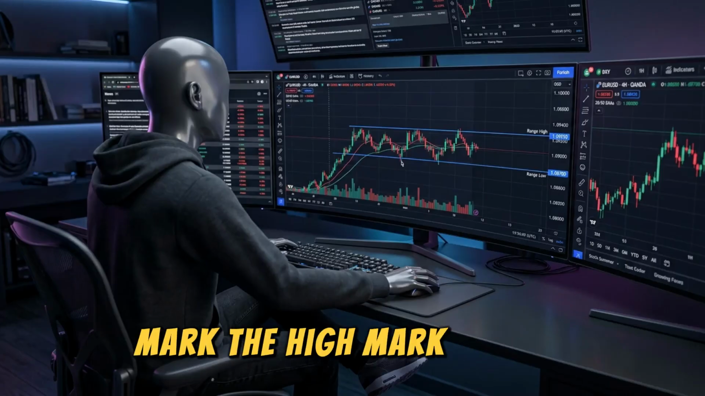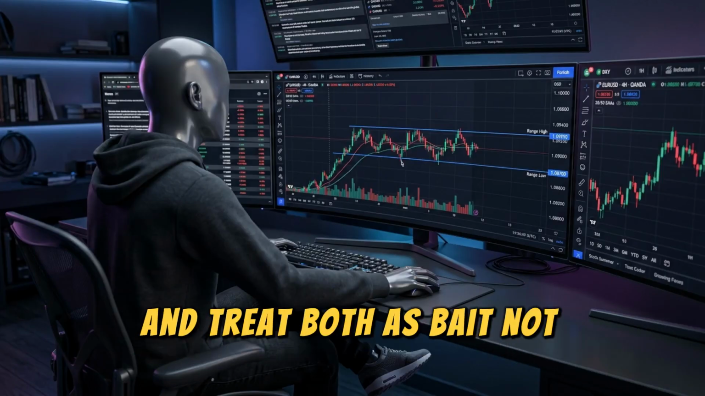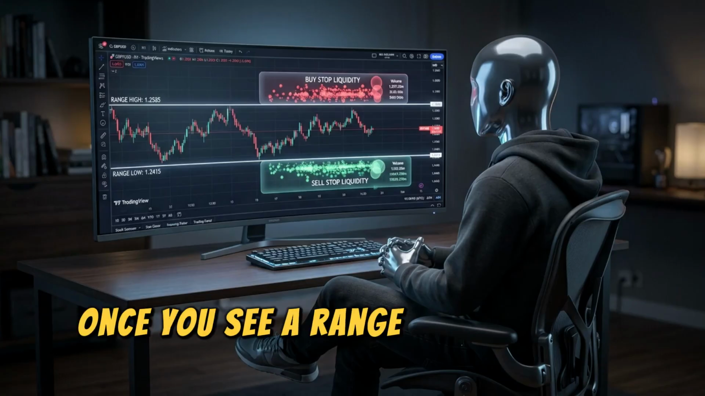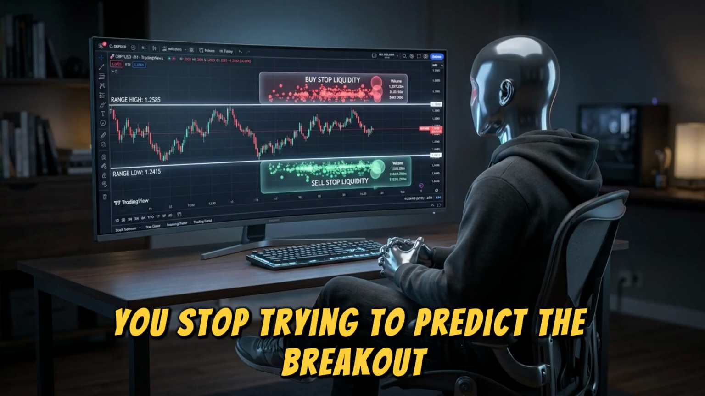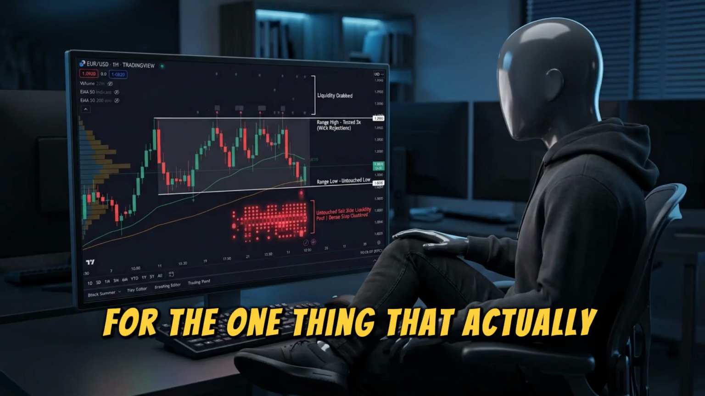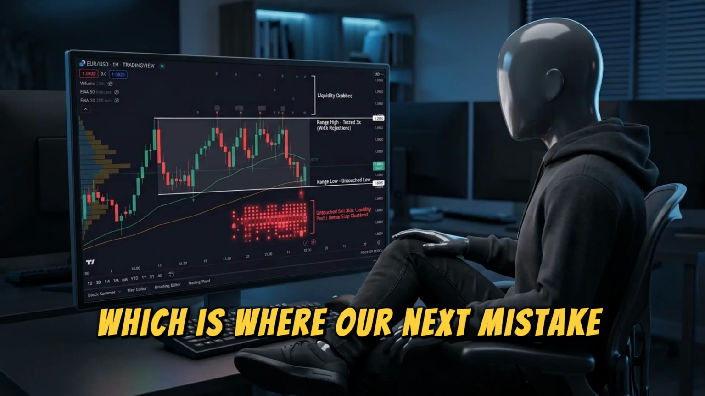Mark the high, mark the low, and treat both as bait, not boundaries. Once you see a range as a liquidity plant instead of dead time, you stop trying to predict the breakout and start waiting for the one thing that actually confirms it, which is where our next mistake lives.